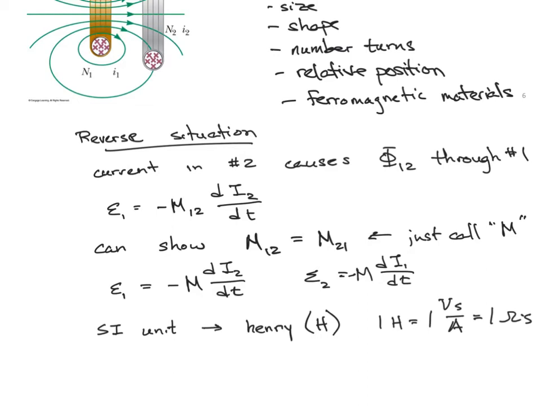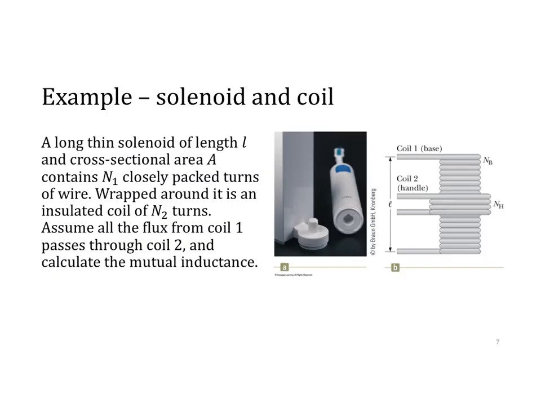All right, so let's do an example with one. So let's say we have a solenoid and a coil, and this is very similar to an example in your book that talks about how your wireless charger works for an electric toothbrush, right? So in this case, we've got a long, thin solenoid of length L and cross-sectional area A. It contains N1 closely packed turns of wire. Wrapped around it is an insulated coil of N2 turns. Assume all the flux from coil 1 passes through coil 2 and calculate the mutual inductance.